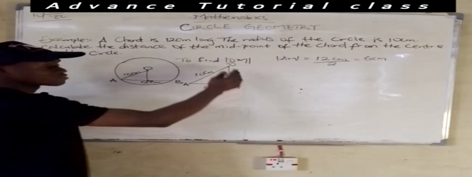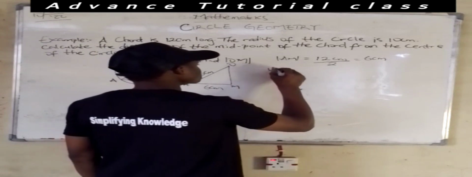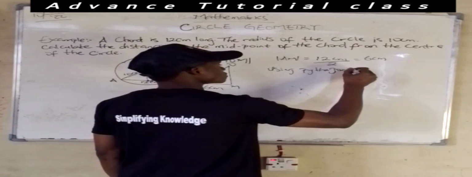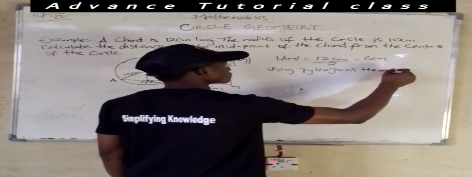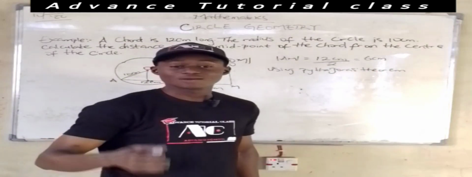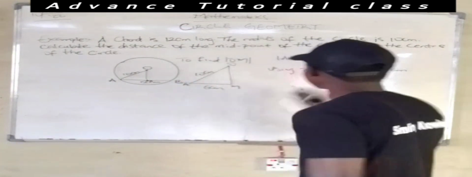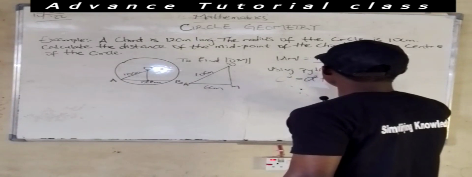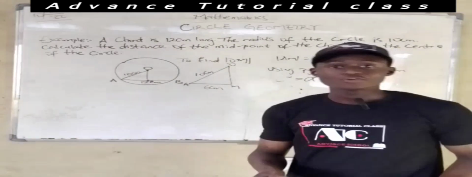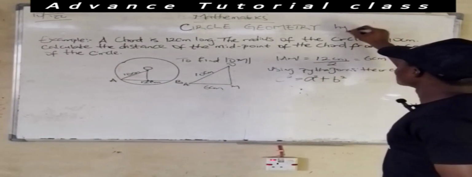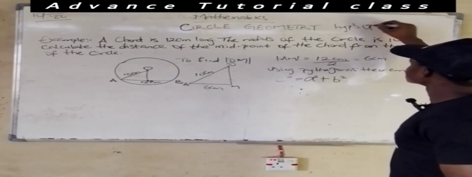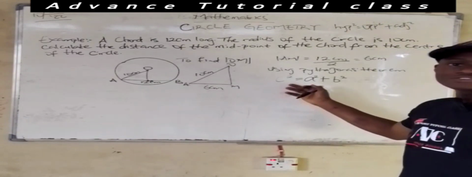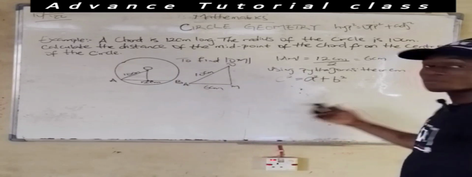So we are now finding the third side, using Pythagoras theorem. Now Pythagoras theorem, developed by Pythagoras, says that C squared equals A squared plus B squared. Or you can say hypotenuse squared, I'm writing that over here, equals opposite squared plus adjacent squared. I usually like using this one because it is a simpler formula for you to use.